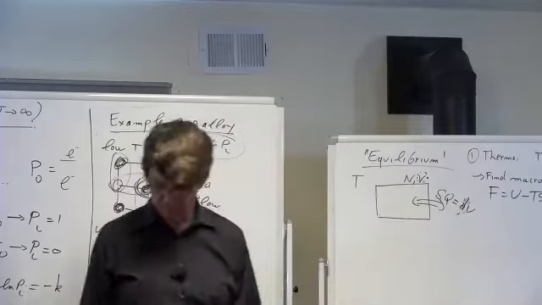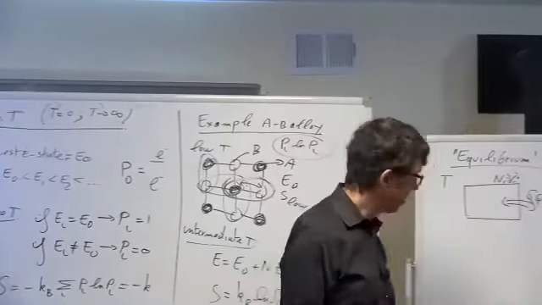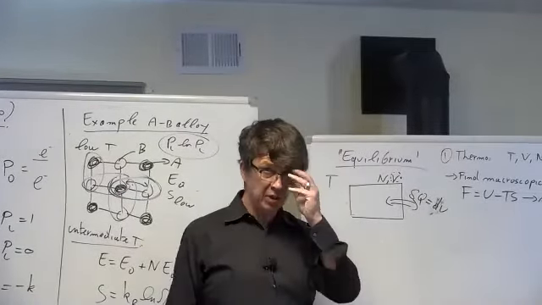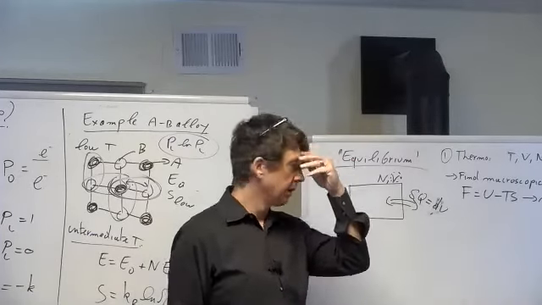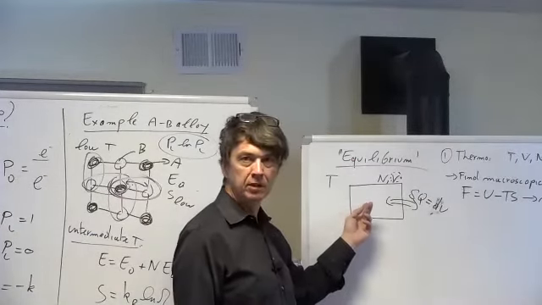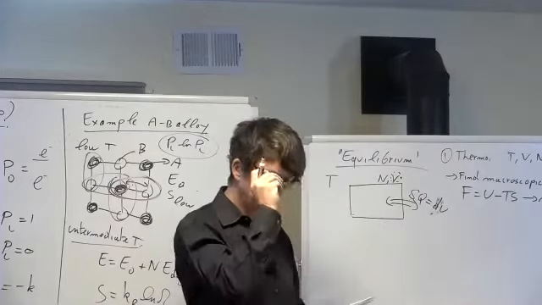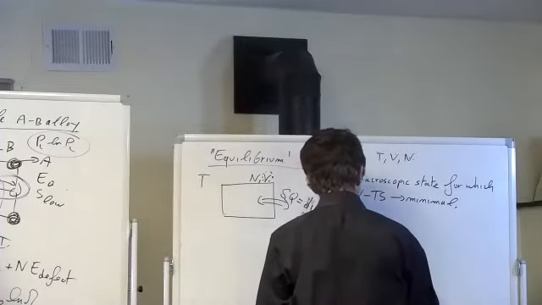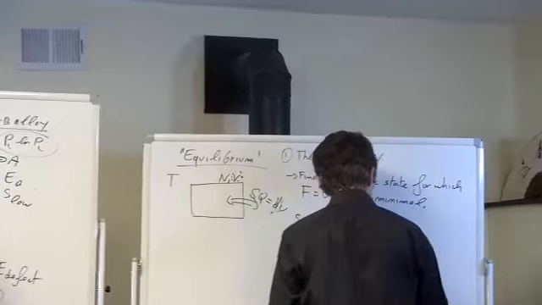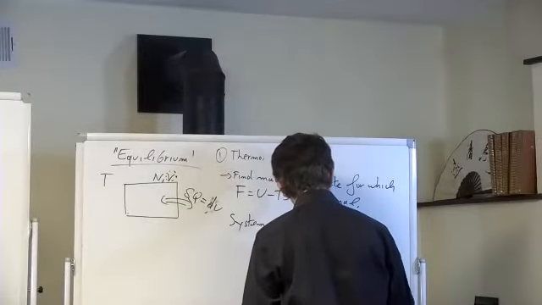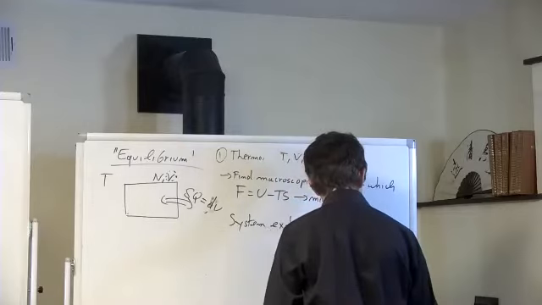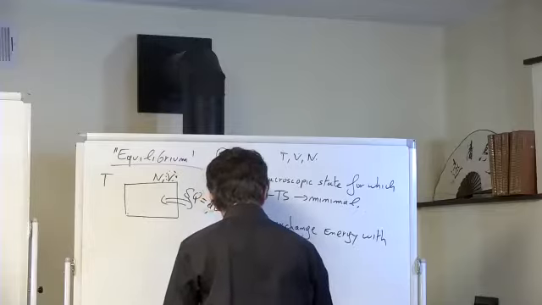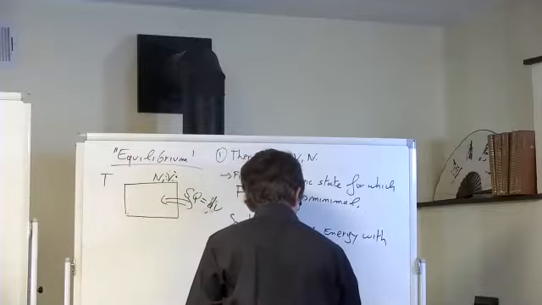So if you think about it, what is equilibrium? I can freely exchange heat here with the environment. I'm sort of asking, at what level of energy is the system in equilibrium with the environment? So practically, this system will exchange energy with the environment till F is minimal.